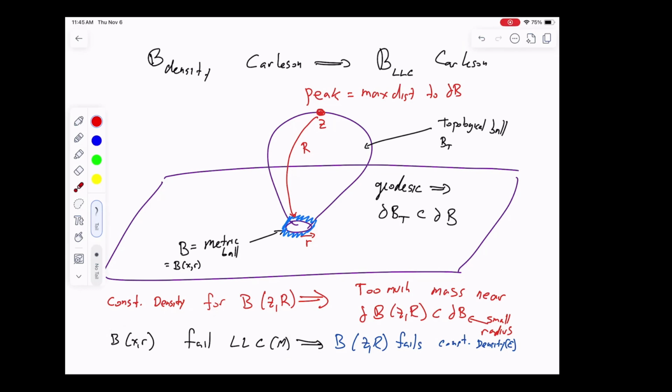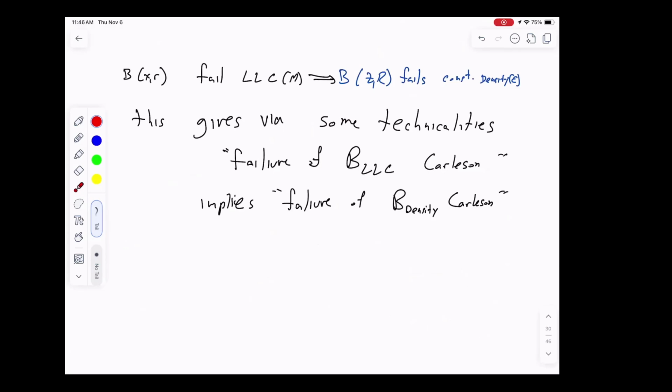Notice that these are different balls. It's not that if a single ball fails here, then that same single ball fails there. But if this is Carleson, then this is Carleson. So you have to do some counting, and I guess that's what this slide says. If this fails, then this fails, and eventually you get that if there are very few balls that fail LLC, there are very few balls that fail density.